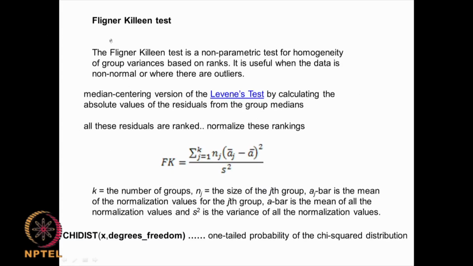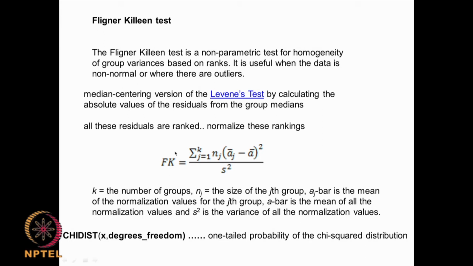Then we have the Fligner-Killeen test. What is this? This is also a non-parametric test for homogeneity of group variances based on ranks. Now, you have heard quite a lot about ranks, right? It is useful when the data is non-normal or when there are outliers. So, what you do is we calculate the absolute values of the residuals from the group medians, and then all these residuals are ranked. So, you first calculate the absolute values, okay, then put them together and then calculate the ranks of each one of them.